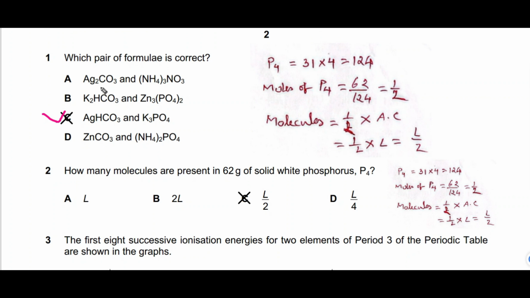Why is A wrong? Silver carbonate, this is right. Ammonium nitrate, this is wrong: nitrate valence is 1, but here it is 3. Potassium hydrogen carbonate is not wrong. And zinc carbonate is right, but ammonium phosphate is wrong because phosphate valence is 3.